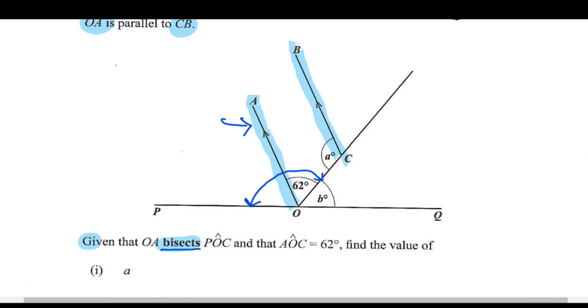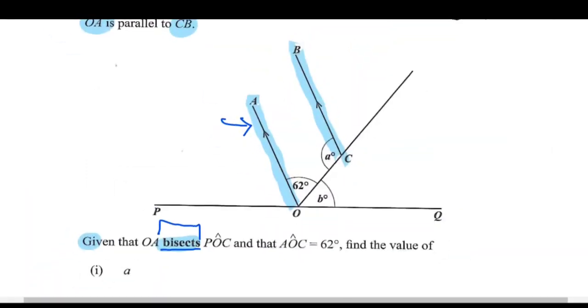And so when it did that, this piece was 62. Remember, a bisect means it's going to be cut into two pieces. So what this means is that the other half is also 62 degrees because it was bisected. The key word here is bisect, and that means to cut in half. So if one half is 62, the other half is also 62.